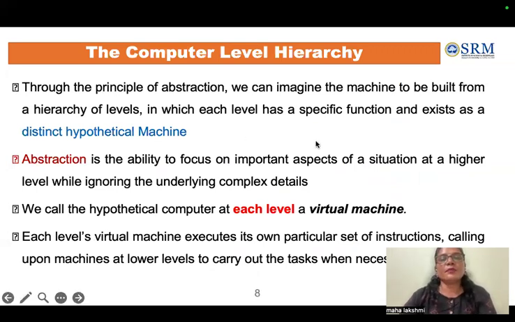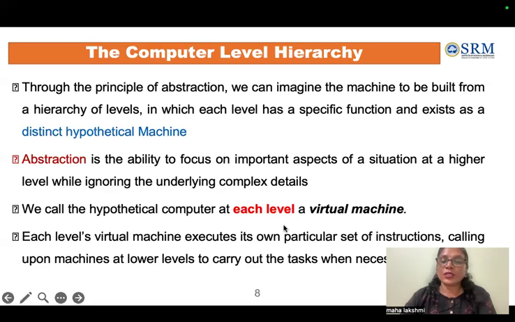Next, we will discuss the computer level hierarchy. Through the principle of abstraction, we can imagine the machine to be built from hierarchy levels, in which each level has a specific function and exists as a distinct hypothetical machine. So we can differentiate the computer into different levels. On different levels, they perform different tasks, their speed of operation varies, and the objective of those operations also varies. Abstraction is the ability to focus on important aspects of a situation at a higher level while ignoring underlying complex details.